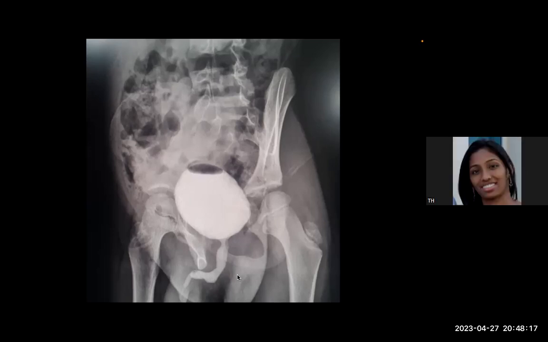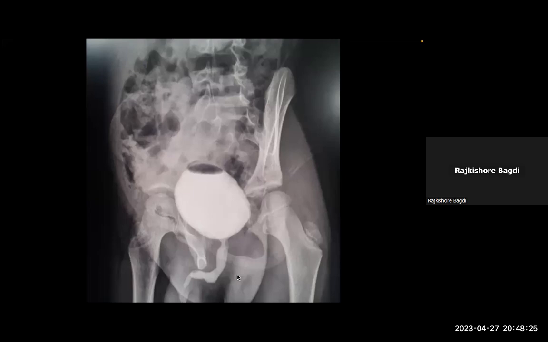Bladder size. You think 2-year-old child, sir. Yes. Urethra is normal, doctor? How can you say urethra is normal? It does not appear smooth. Is the urethra dilated?